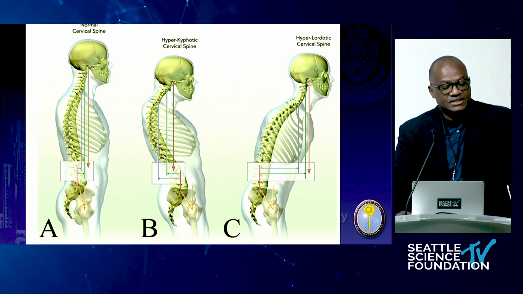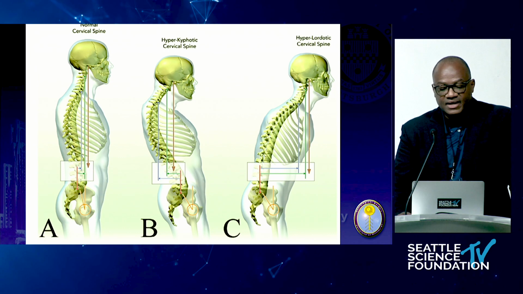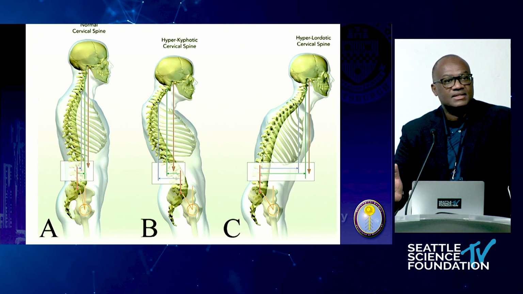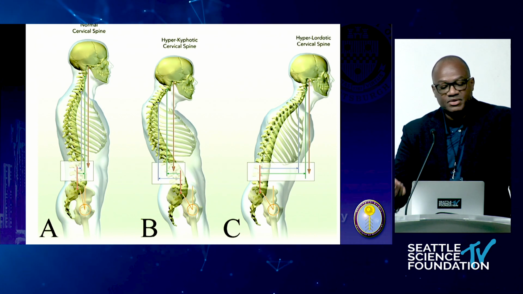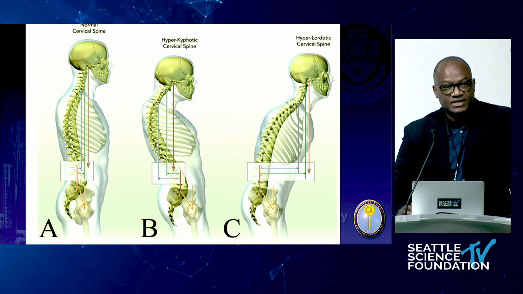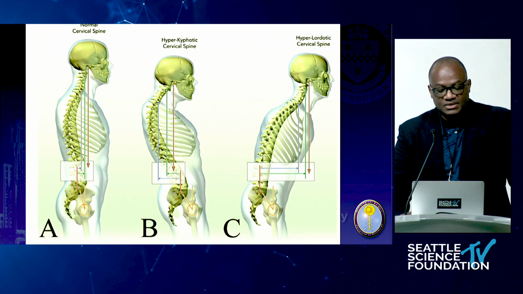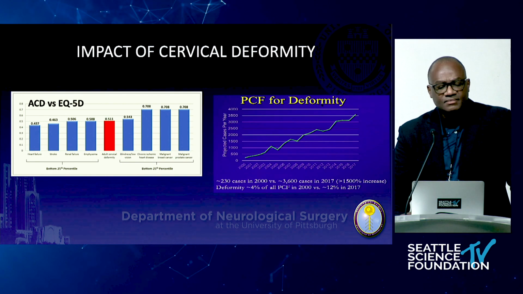In a hyperlordotic spine, there is compensatory kyphotic and also rotational tilt, right? So this is how the neck affects the lower back. Consequently, later in this lecture, I'm going to show you and make the case for how the back affects the neck. And there are papers with actual patient data to demonstrate that.